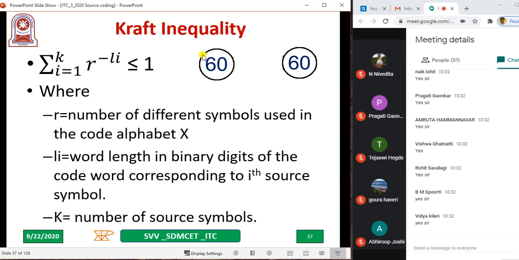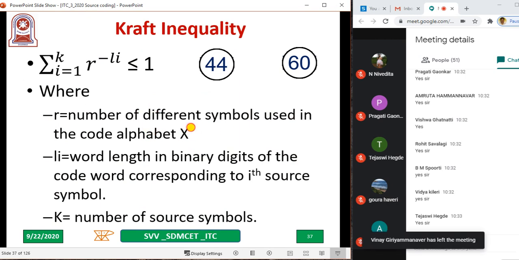Kraft inequality, yesterday I had taken summation i equal to 1 to k of r raised to minus li is less than or equal to 1, where r equals the number of different symbols used in the code alphabet. Yesterday all of you answered that the number of alphabet symbols should be 2, because we use binary most of the time, and li is the word length in binary digits of the code word corresponding to the ith source symbol. This you have taken in the last class. So let us go to the next.